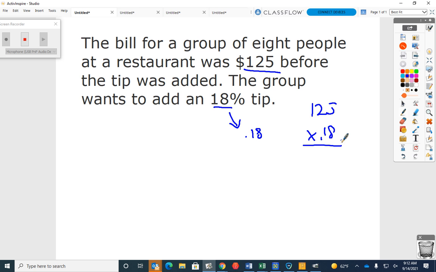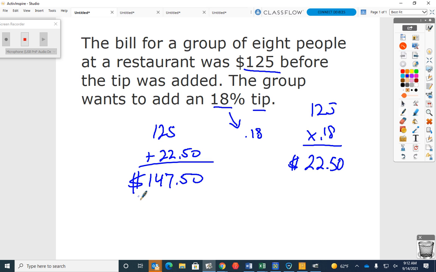22.5. Now, when you got 22.5, some of you yesterday did this as $22.05. Why would that be incorrect? Because this is 22 what? 50. You're not going to put a 0 in front of that. That changes the value, but we're going to put a 0 after it. So this is $22.50. Now, that's just the amount of the tip. So what is the total we're going to have to pay? 125 plus 22.50 gives us what?